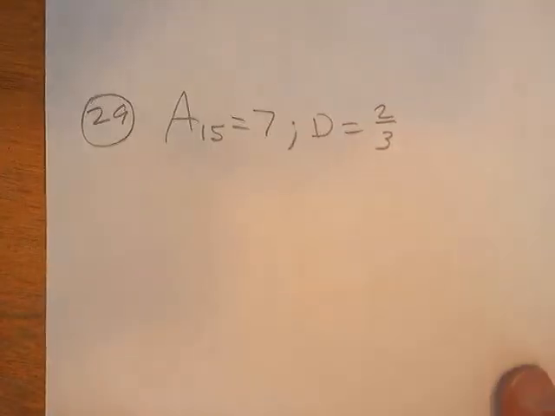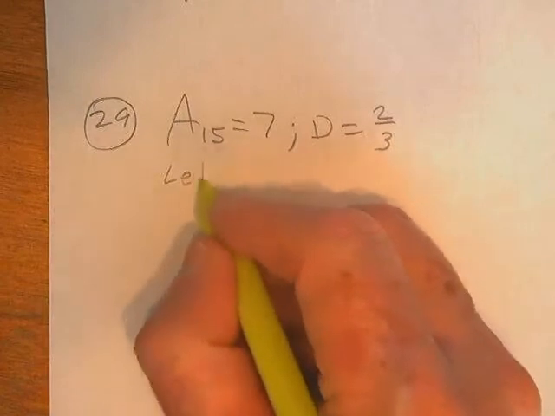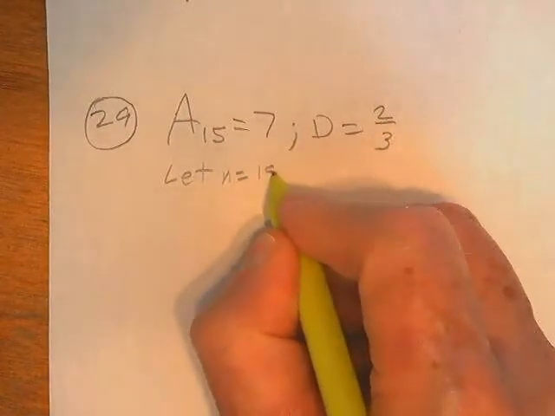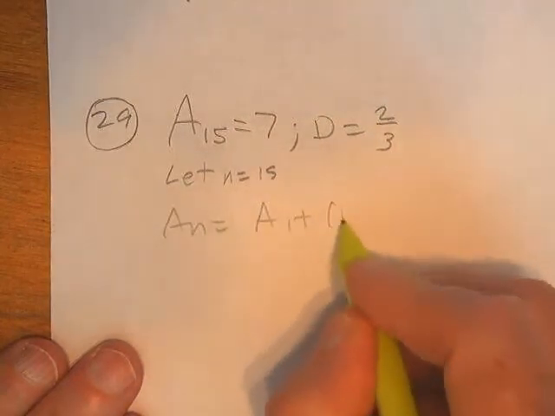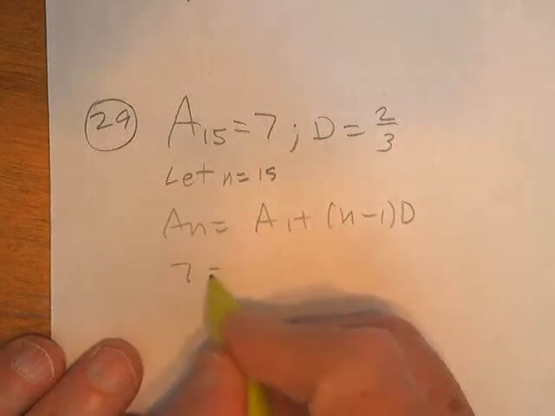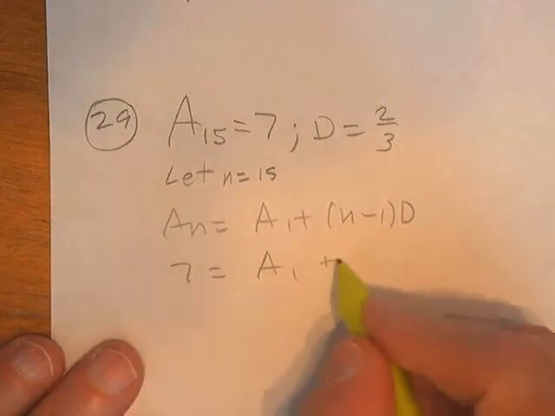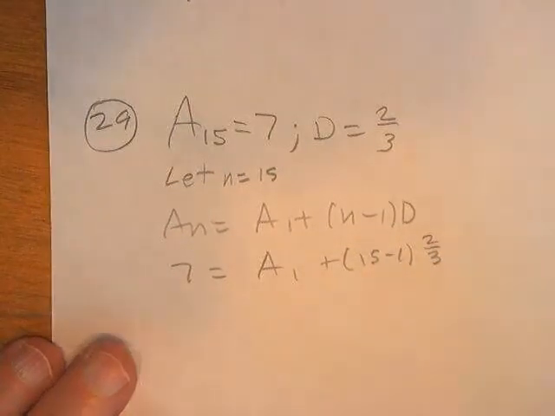And then here, they're coming again. Look, they give me the 15th term. So we're going to let n equal 15, and we're going to take our formula and put the 15th term there. We don't know the first term, 15 minus 1. The common difference is 2/3.